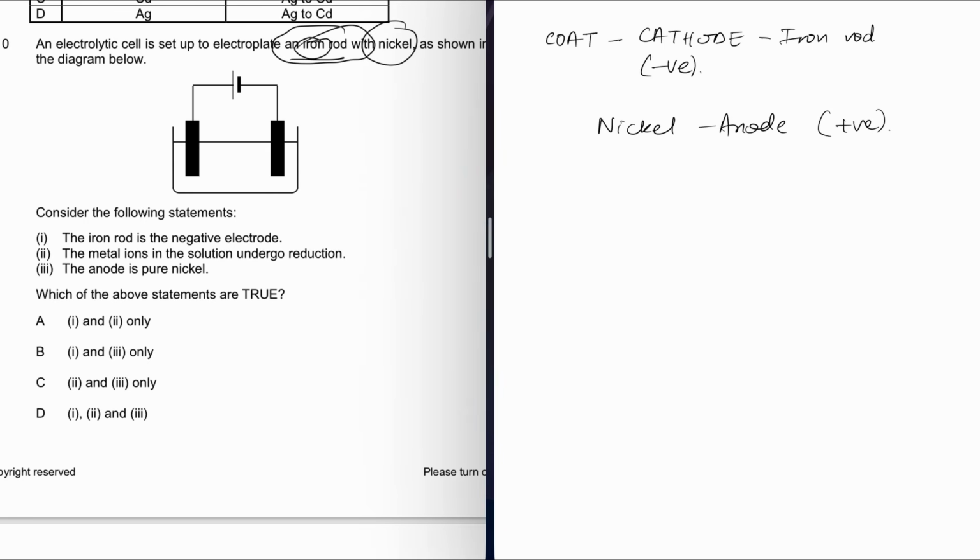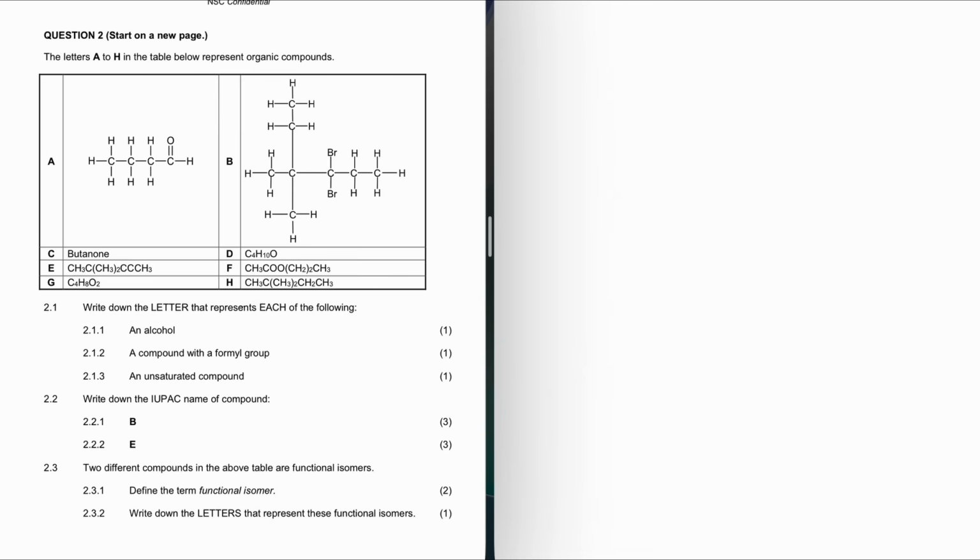So checking the statements here, the iron rod is the negative electrode. That is correct. The metal ions in the solution undergo reduction. So the metal ions that are going to be in the solution are going to be nickel. So they are going to undergo reduction. They're going to gain electrons. That is true. So point 3, the anode is pure nickel. That is also true. So all three are correct. The answer is D. So let's now take a look at question number 2.